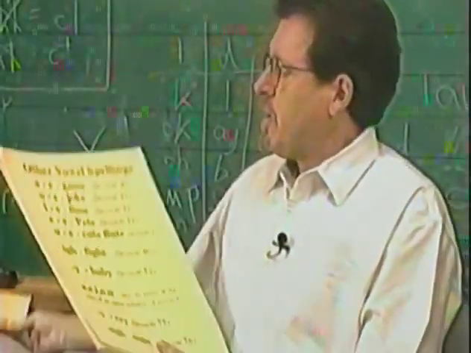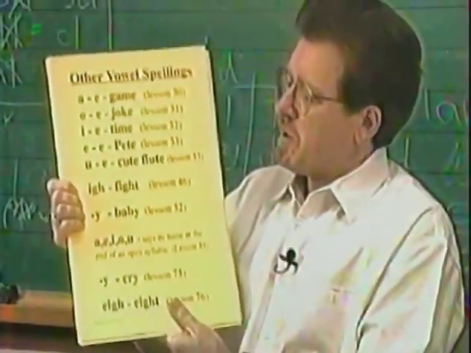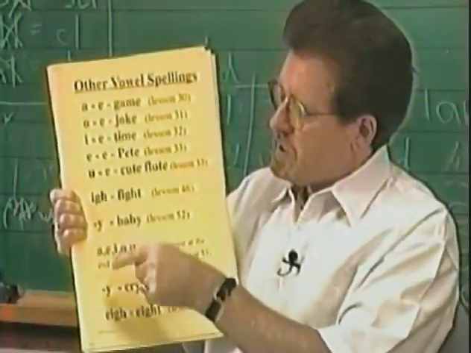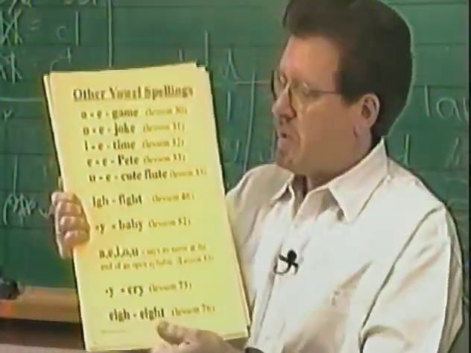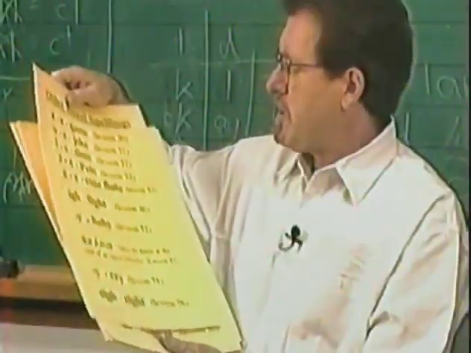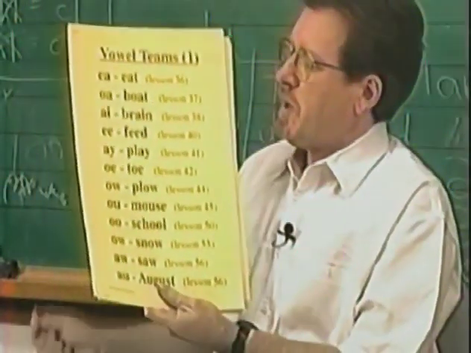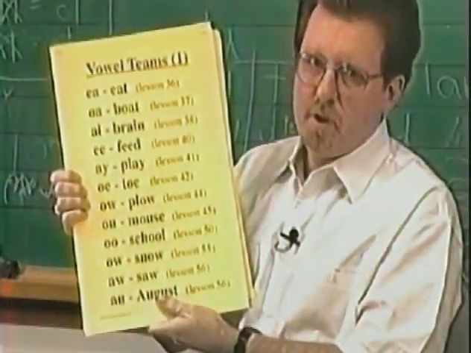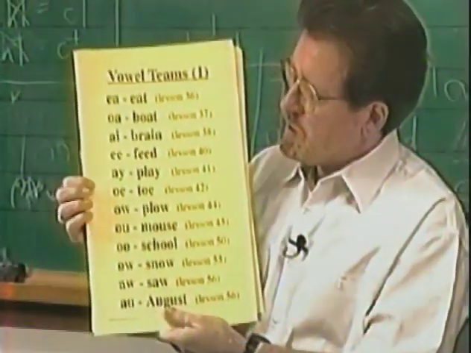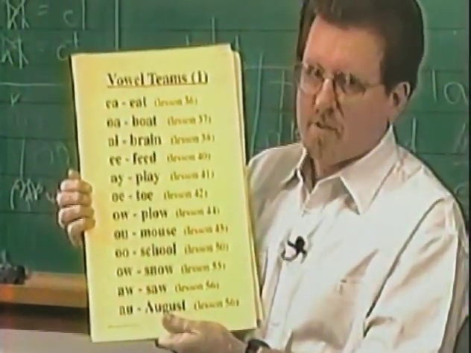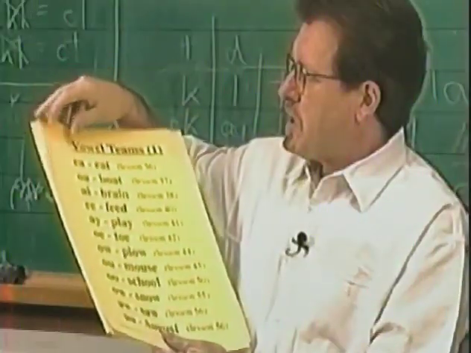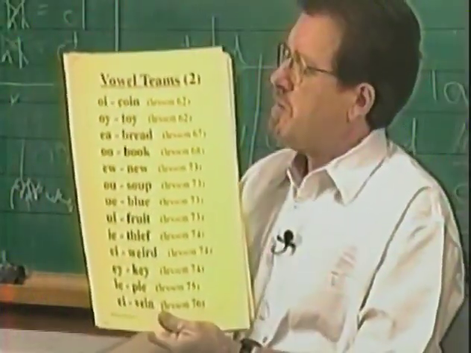Then we have some vowel spellings. We have our magic E's here, I, G, H, Y, and some different spellings on this sheet, which again, you're going to uncover as you go. Then we have two vowel team charts. This is the first one. Vowel teams are two vowels in a row that make a certain sound. And here is the second sheet.